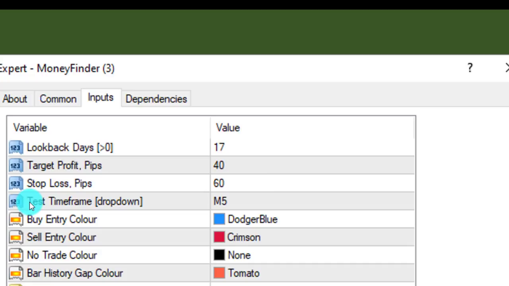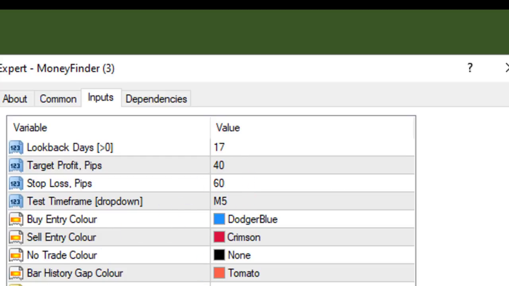Then the test time frame is basically, you can be trading a 4-hour chart, but it will actually take the 5 minute candles to determine the results. Or you could be using a 4-hour chart and use a 1 minute candle to determine your results. It's an element of accuracy, but it depends again on the quality and quantity of your broker.